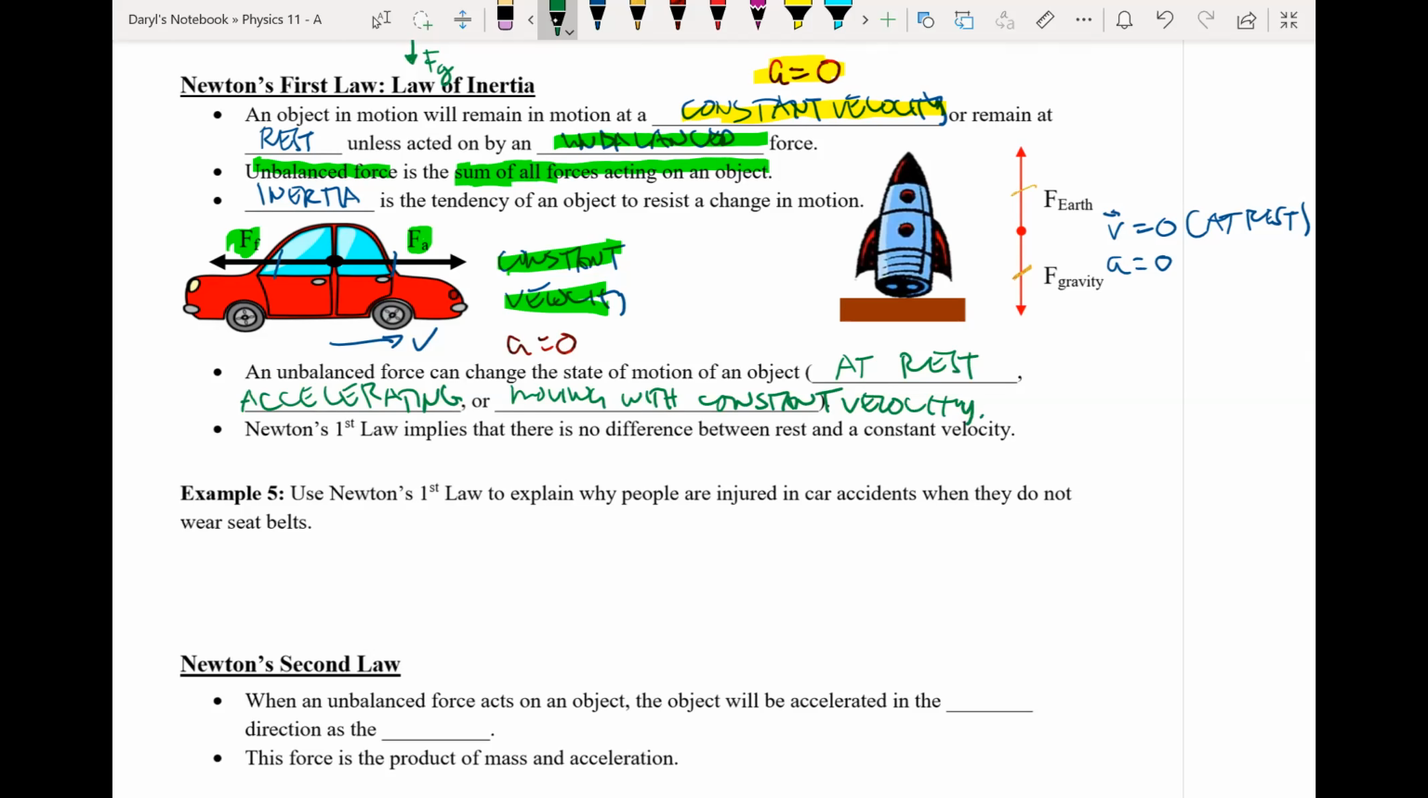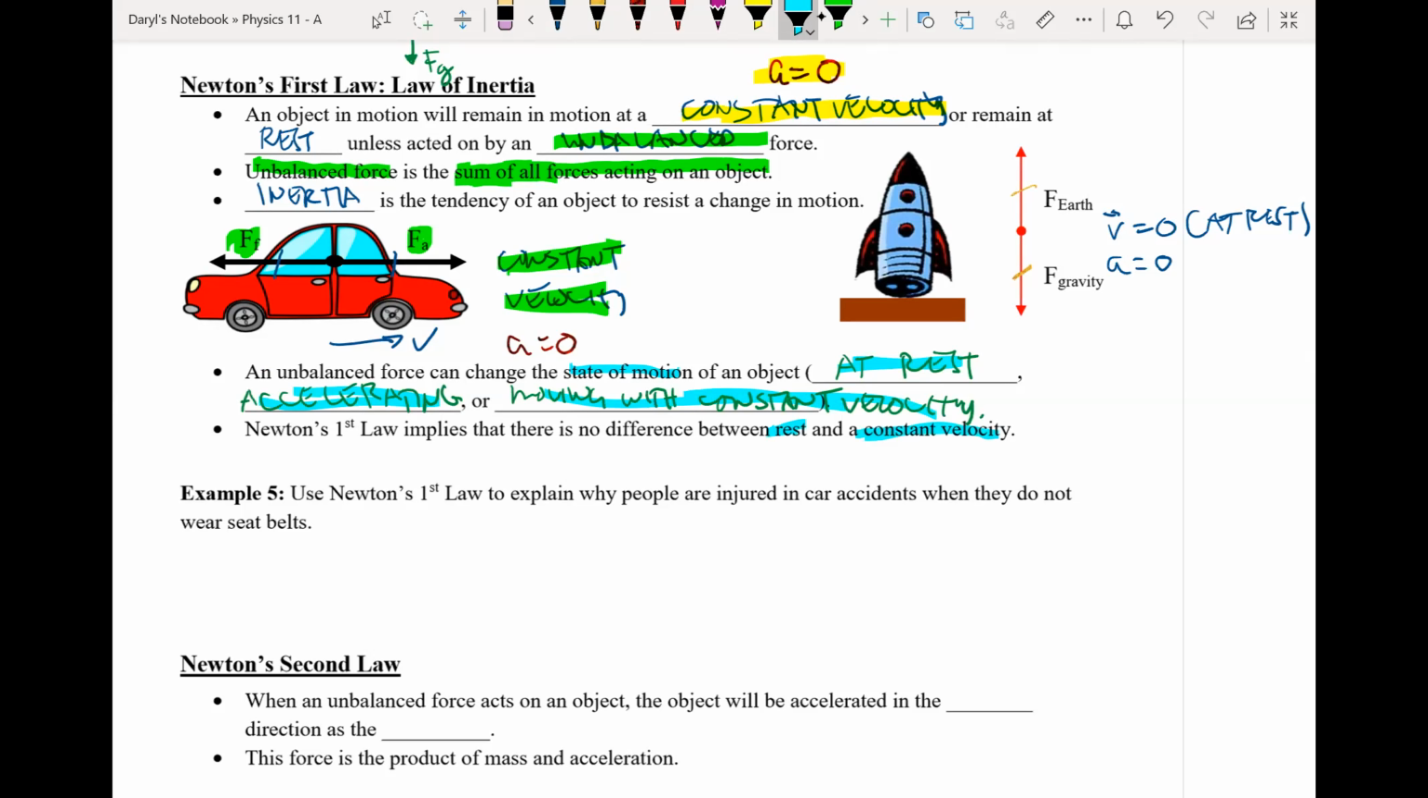So state of motion. When you say state of motion, it could be at rest, accelerating, or moving with a constant velocity. So Newton's first law implies that there is no difference between at rest and constant velocity.